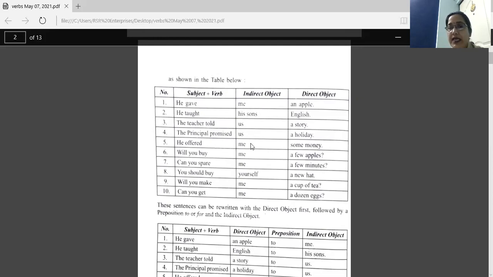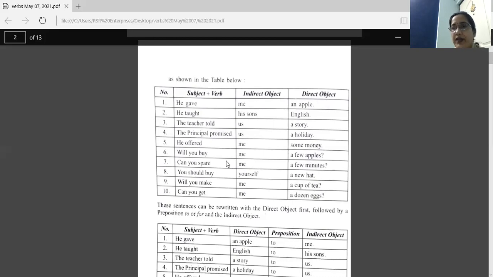He offered me some money. He offered me what? Some money. So that is the direct object. That money is offered to whom? Me. So me is the indirect object. Will you buy me a few apples? Buy me what? A few apples. So that is the direct object. And apples for whom? Me. So me is the indirect object.